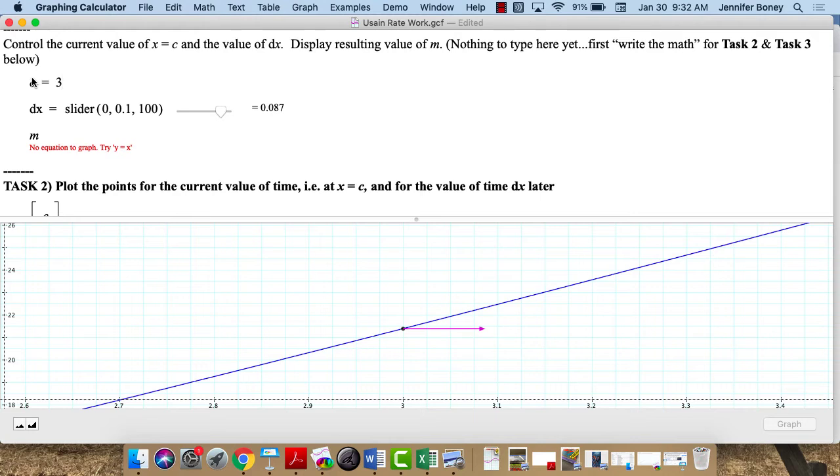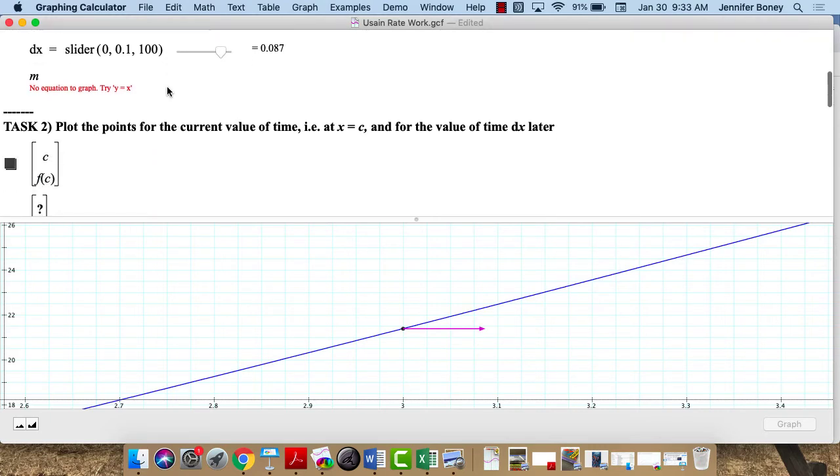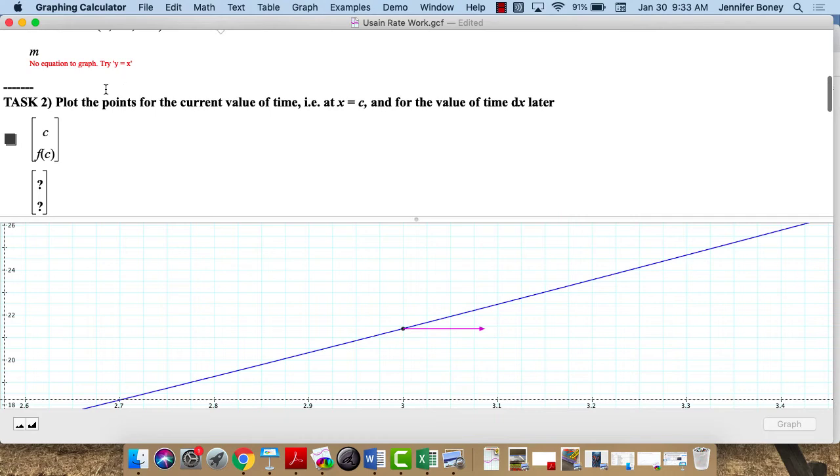If you scroll all the way down to the bottom of the text part up above, you'll see some weird stuff in purple. It's just this little arrow. It's nothing too complex, but I didn't want you to program that in. So it says plot the points for the current value of time at x equals c, and for a value of time that's dx later.